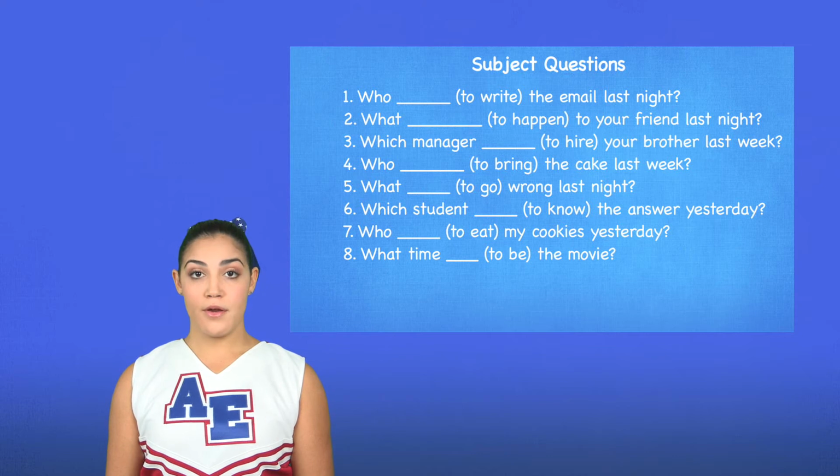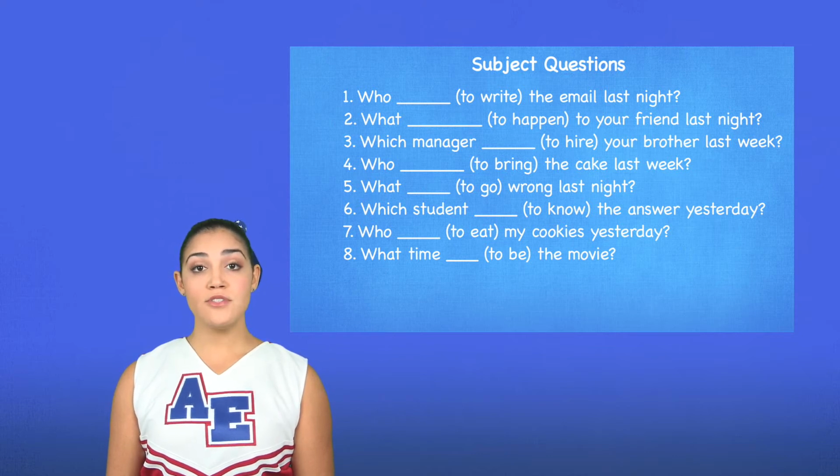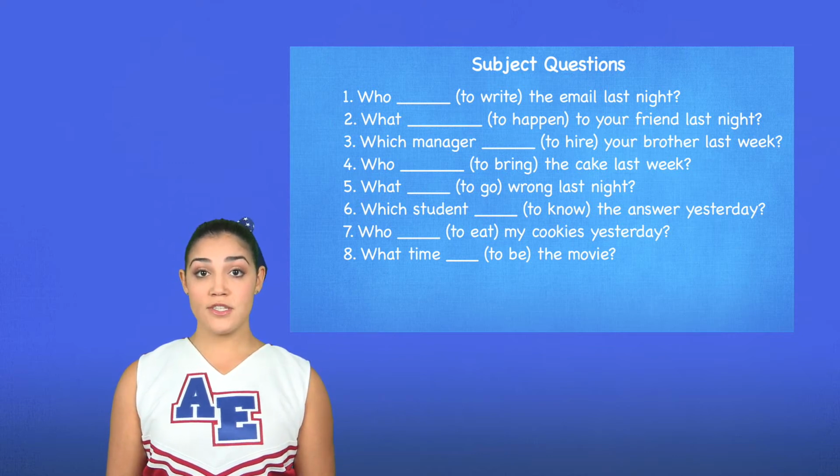Now you can try it. These are questions about subjects of sentences. Add the verbs in the past tense. Remember, when the question is about the subject of the sentence, the person or thing doing the action, then we don't need did.